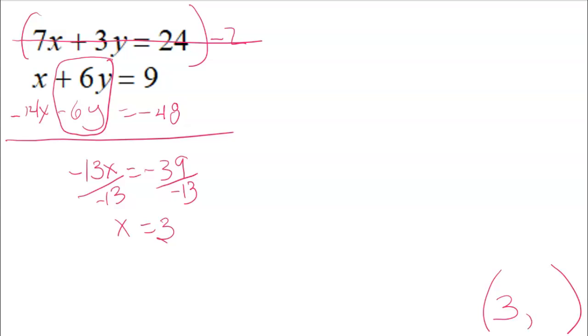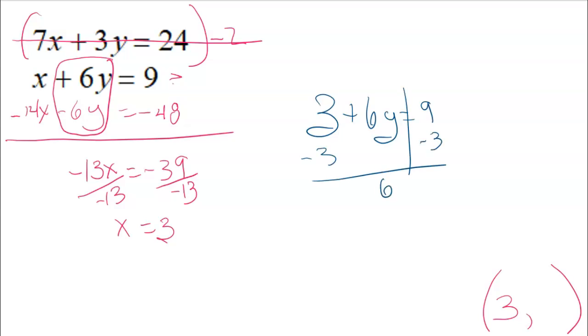If x is 3, what's y? Let's put it in right here. Oh, change colors. Blue, right? So 3 plus 6y equals 9. Minus 3, minus 3. 6y equals 6. Divide by 6, divide by 6. y is 1.